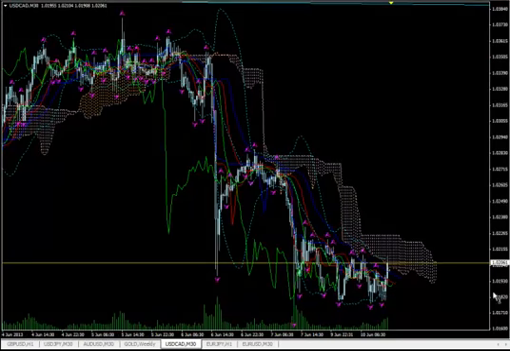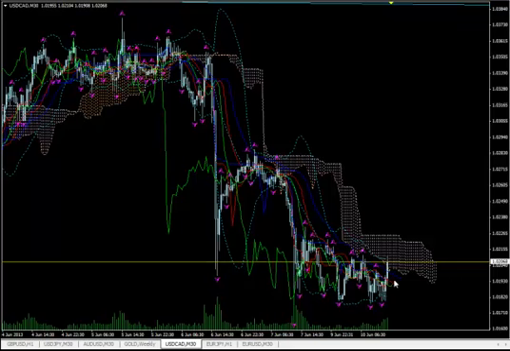The M30 shows that the overall picture is bearish. The leading Kumo is bearish. The edge is rounded, so we should wait for this bullish move to end in order to enter, to jump in. So let's see where the bullish move ends.